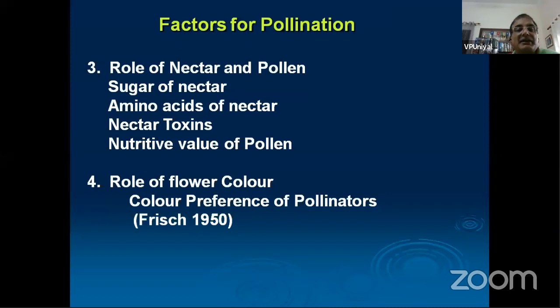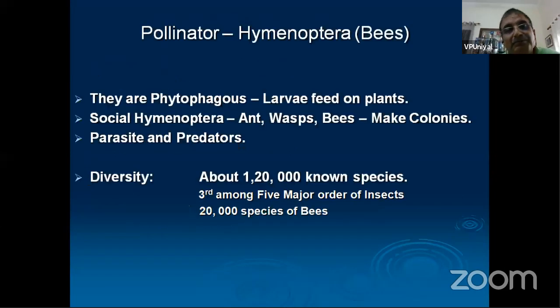Every flower has pollen, sugar in the nectar, amino acids, toxins, and nutritive value of the pollen. On the basis of those parameters, the pollinators select which crop to pollinate. Then there is the preference for colors. Every flower has different color combinations, and that is also important for pollinators.